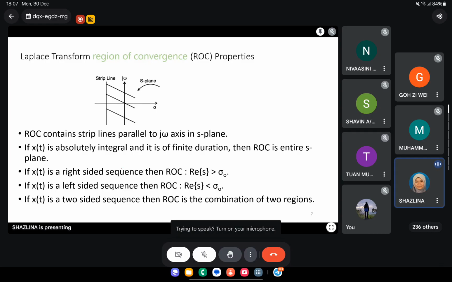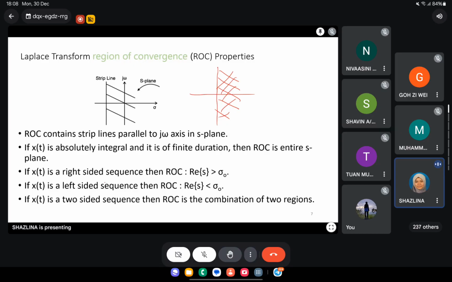So ROC normally you represent it in a strip line. It can be either like this or like this. It depends. The region has to be shaded, or strip lines, or marked using some pattern to identify that that is the ROC. In this case, normally we use straight lines parallel to the complex axis, which is the j omega axis, the y-axis of the S-plane. So if x(t) is absolutely integrable and of finite duration, the ROC is the entire S-plane.